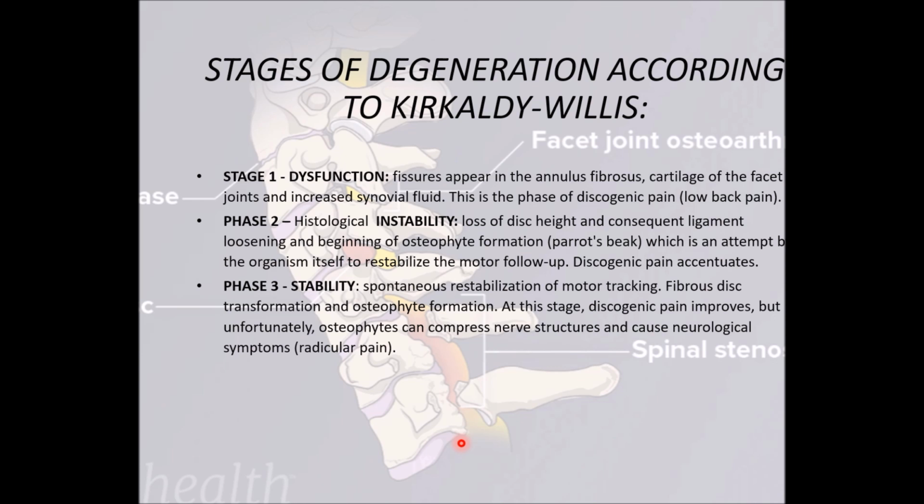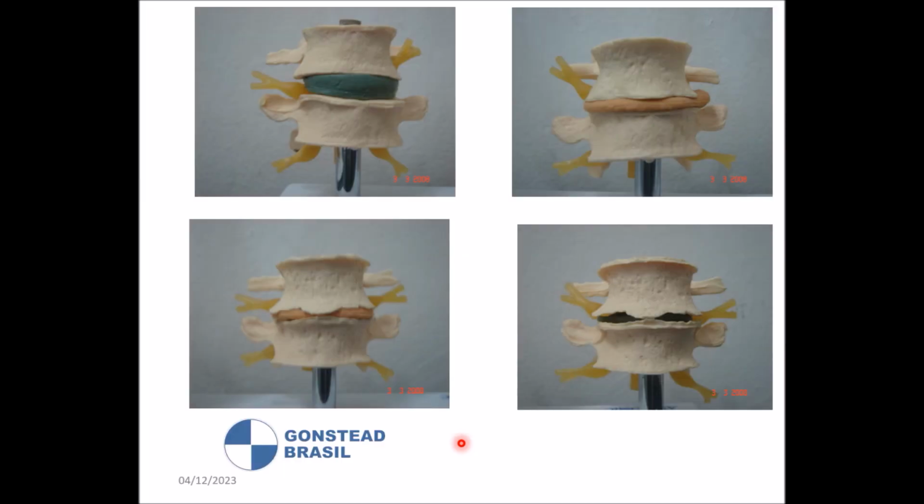At this stage, discogenic pain improves, but unfortunately, osteophytes can compress nerve structures and cause neurological symptoms such as radicular pain or also myelopathy. This is very concerning. And then when we see this image here, we have a vertebra that you may think, oh, this is normal. No, no, it is not normal.